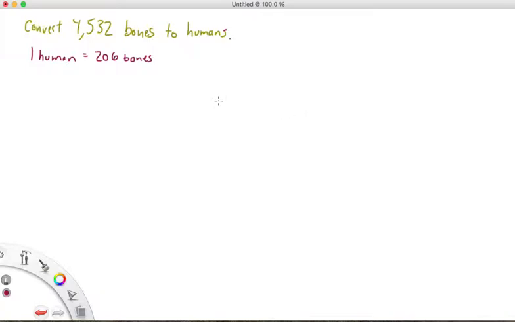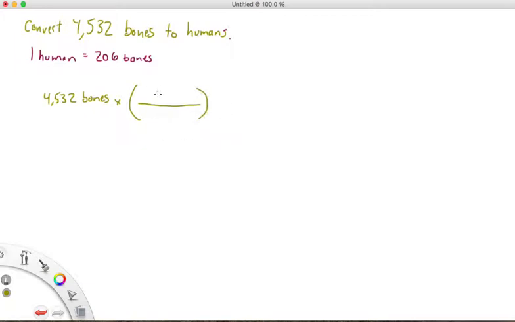You might try to do something where you're just dividing or multiplying and guessing and hoping. But I'm going to show you a way that you will guarantee to get the right answer no matter what. Here's the method. The method is you start off with what's given to you. So what's given to you is 4,532 bones. Okay. Then you multiply it by something.